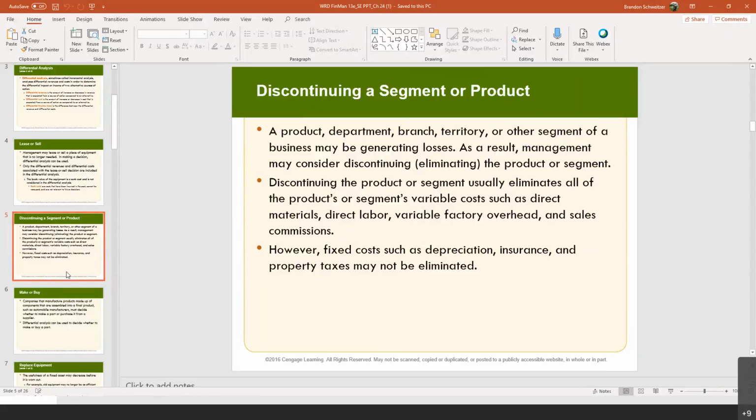Management oftentimes needs to make a decision whether to discontinue a segment or a product. This is oftentimes the case when a product becomes what we call obsolete or no longer relevant to the marketplace. This happened several times in history with something like a television set. Some of you may be too young to remember, but most of you probably do remember.